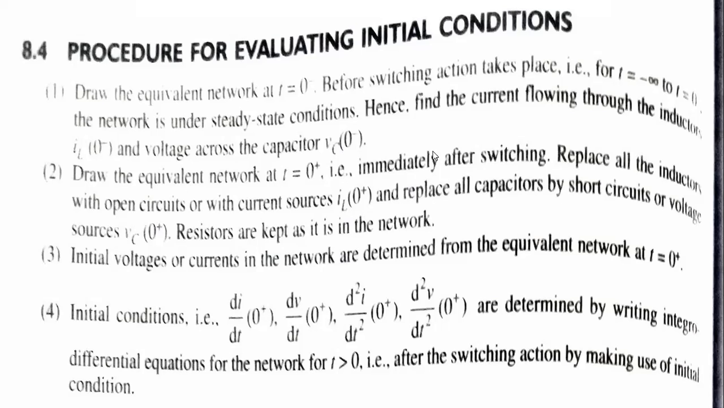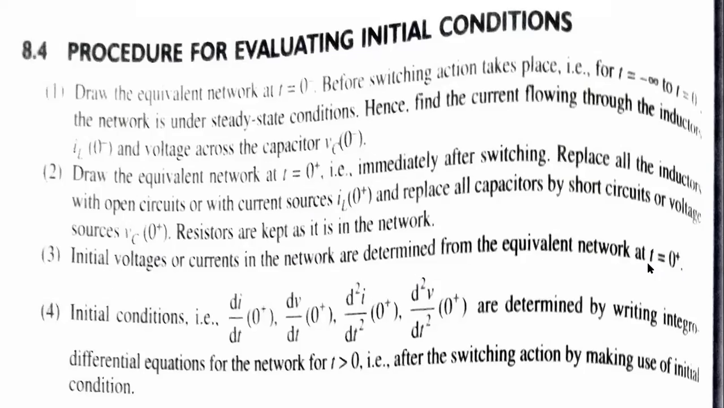See the initial and final. Initial means before switching, that is nothing but t equals 0 minus. Final means t equals 0 plus. You can say inductor, capacitor, open circuit, short circuit: IL is 0 minus, then later on IL will be 0 plus. Similarly VC will be 0 minus, then VC will be 0 plus. Likewise you can find the initial voltages and currents in the networks from the equivalent network at t equals 0 plus. Obviously whenever the switch is completely closed and the current starts to flow, only then is it possible to write the equation and determine the parameters related to that.